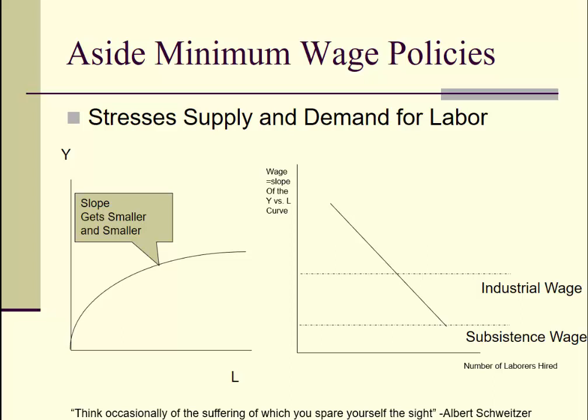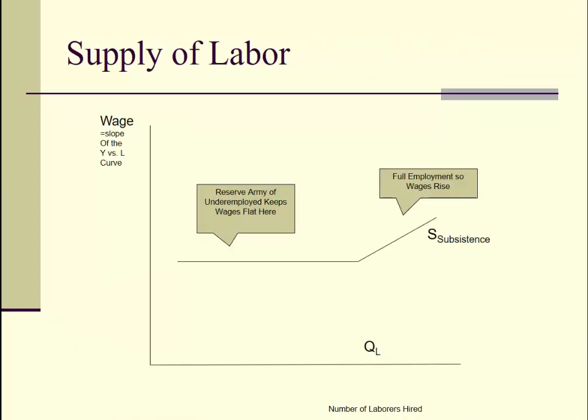Now, one thing that I have going on at the bottom is this idea of Albert Schweitzer that one needs to think occasionally of the suffering of which you spare yourself the sight. And this quote just sort of makes us bear in mind that very often we focus on only one side of a model like this. The industrial workers often lose sight of the existence of the agricultural workers and don't realize that they're sharing the same economy. So let's move on to the supply side of labor.